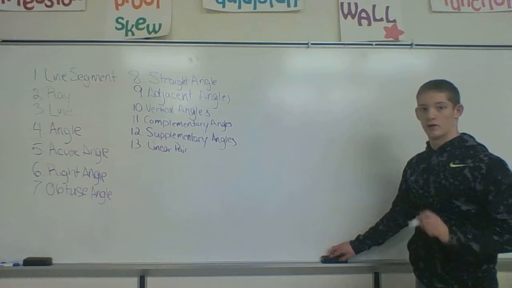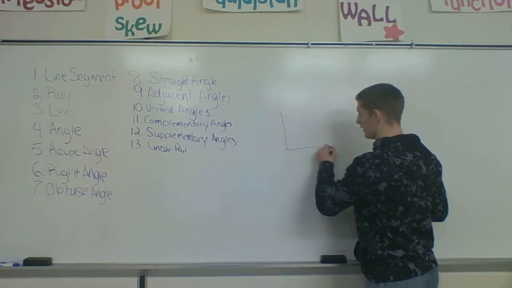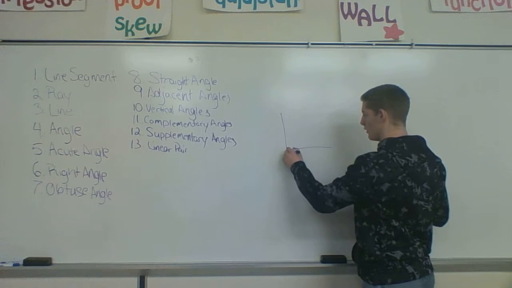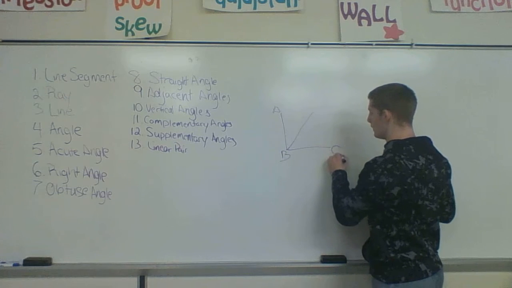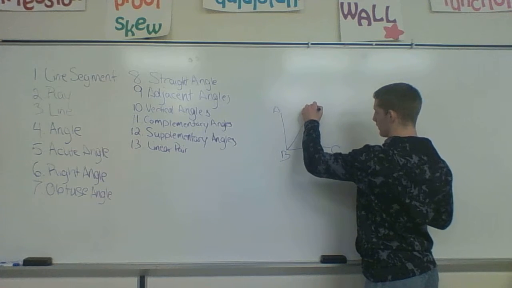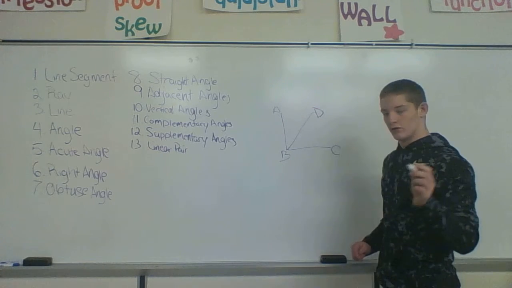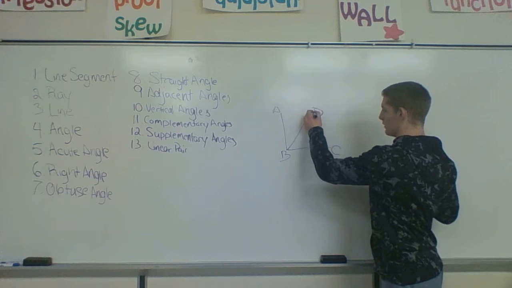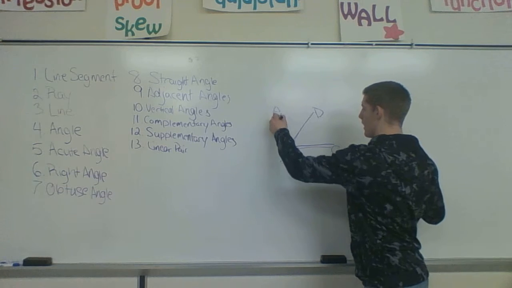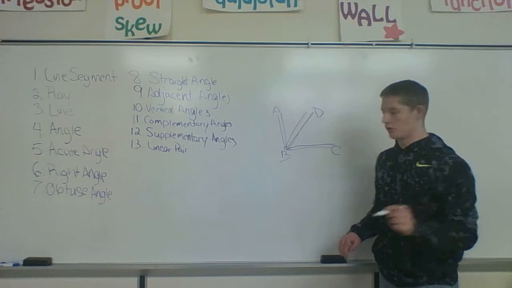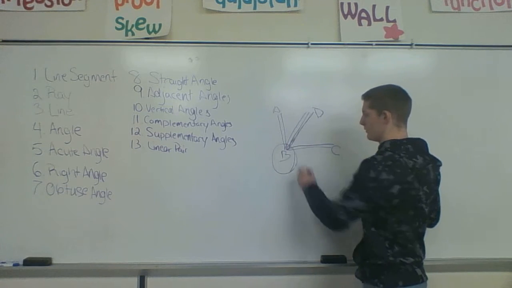Next, we have an adjacent angle. This is when any two angles share a side and a vertex. Let's say we have angle A, B, C, and then you do a line connecting to D. This right here, DBC and ABD are adjacent angles because they share a vertex, B, and a side, BD.